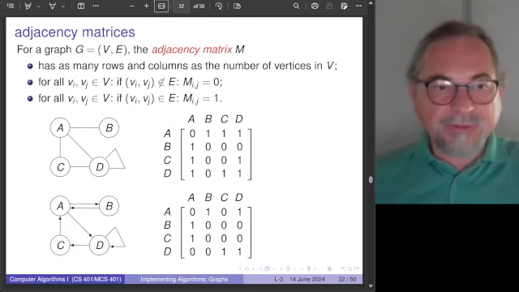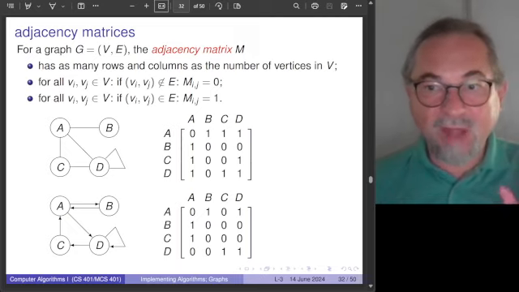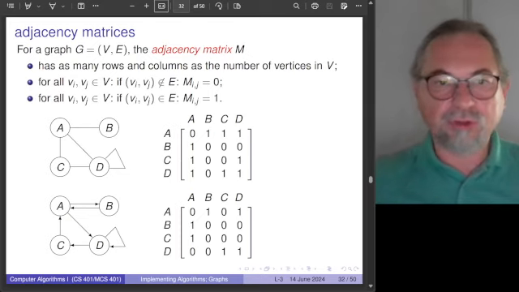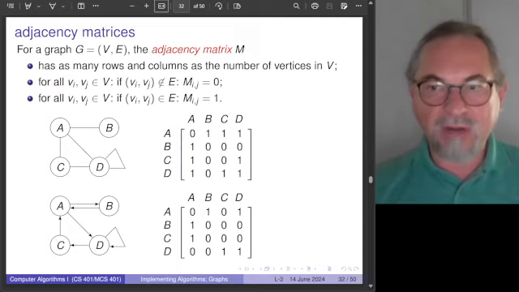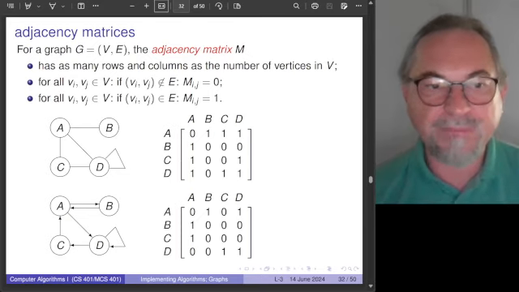There are two examples, a directed graph and an undirected graph. For the undirected graph, you see that the matrix is symmetric. So the top half is the same as the lower half. So that's one way you can save space already for an undirected graph.